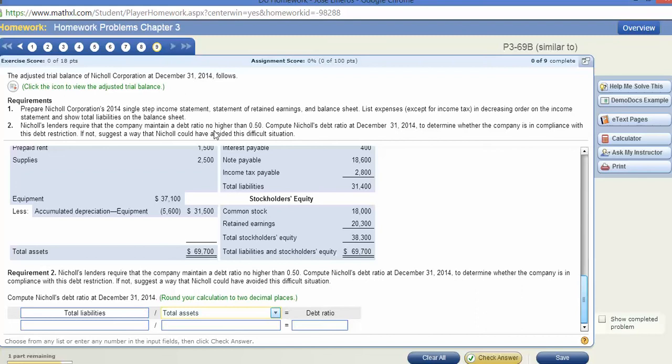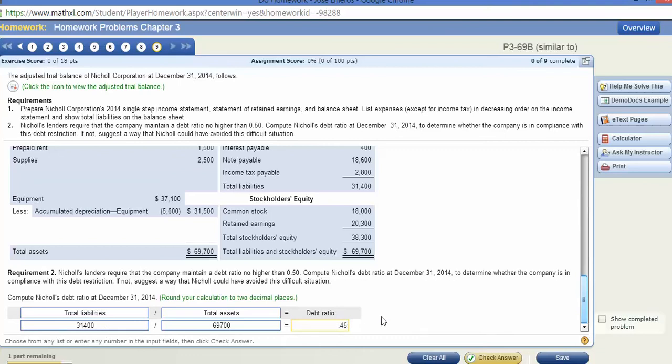In this case, you can look at the balance sheet and construct the debt ratio because total liabilities is right here, nice and easy for you. And total assets is right here, nice and easy for you. You'll notice before we even start calculating anything that they do have more assets than liabilities, so that should start making somebody feel somewhat good. But let's see what the ratio is. If you divide 31,400 by 69,700, you get 0.45.